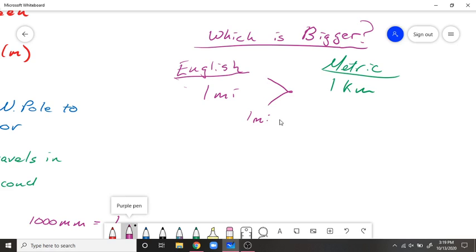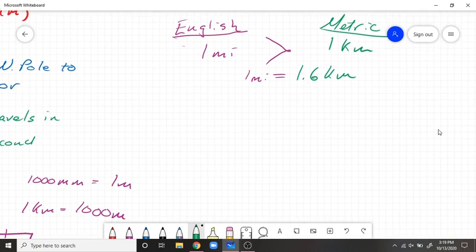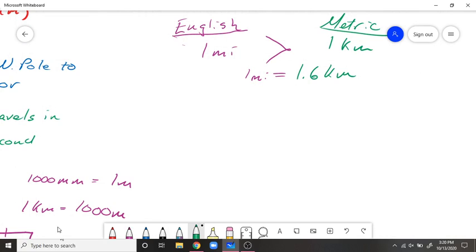1 mile is equal to 1.6 kilometers. So that 5-kilometer race is not the same as a 5-mile race. I asked which was bigger. 1 yard, which is equal to 3 feet, or 1 meter. And this was pretty close. Some of you guys thought a yard was bigger, and some of you guys thought a meter was bigger. A meter is bigger than 1 yard.